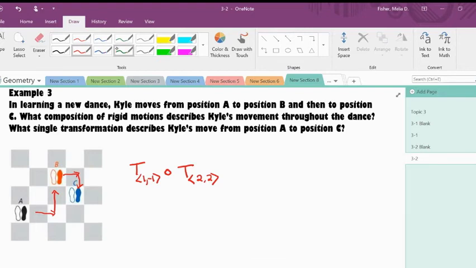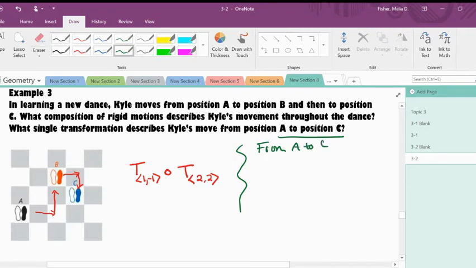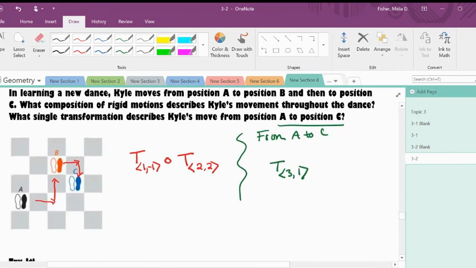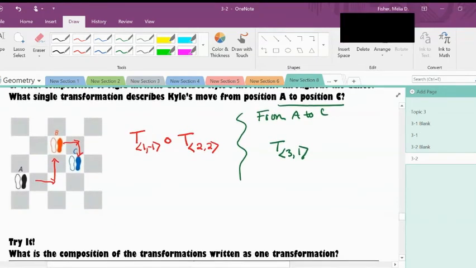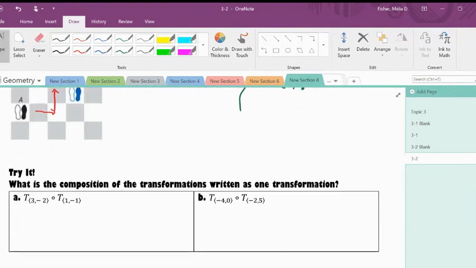If he just went from A to C directly, then he would be going over 3 and up 1. So that would just be one translation of right 3 and up 1. So that composition on the left was the same end result as the translation on the right. Go ahead and pause the video and try that, figuring out what composition of the transformation written as one transformation.